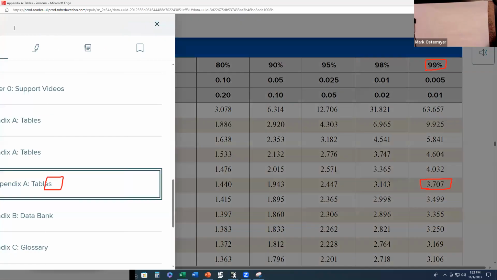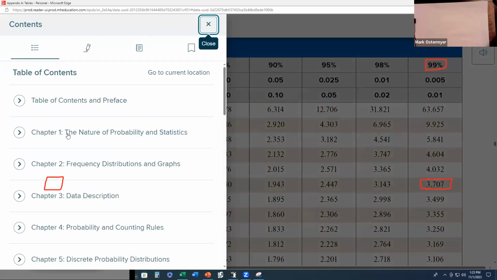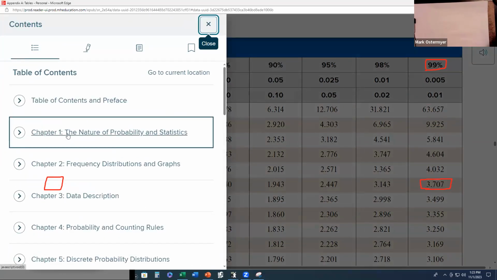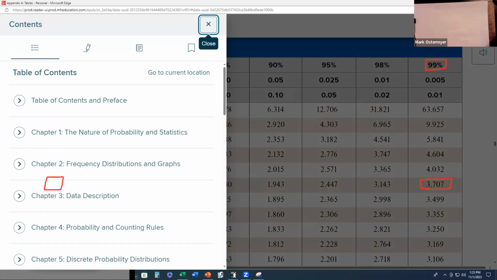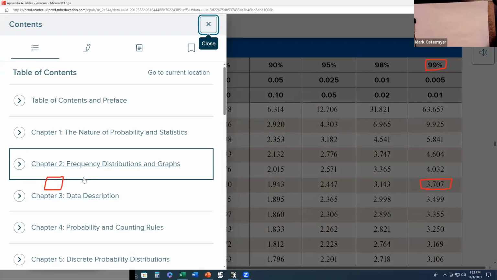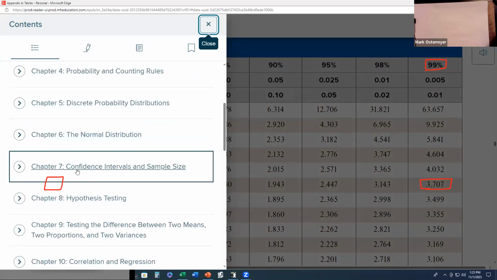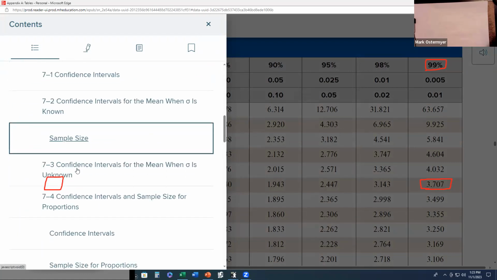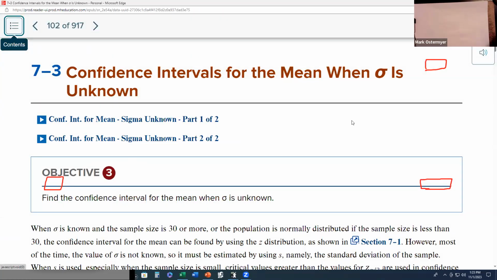Okay, let's go back to our section here. Well, I don't need this here. Let me get rid of it here. All right, so chapter 7, section 3. All right, let's go down and see if we can do a couple of problems here.